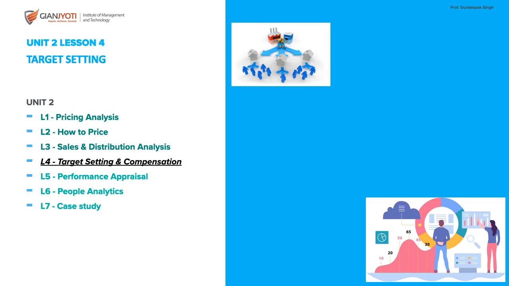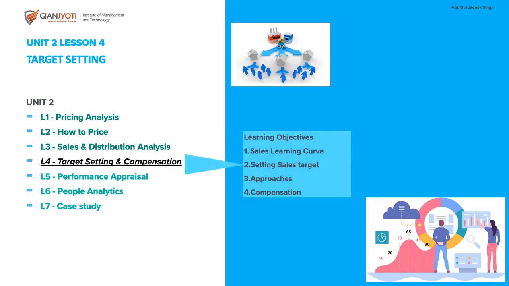So far, as you have seen, we have covered pricing analysis, ad price and sales and distribution analysis. Today we'll talk about the sales target setting and the compensation which you give to the sales force. The learning objectives will be: we'll try to understand the sales learning curve. Then we'll see how to set the sales targets and what are the different approaches for target setting. And then we'll talk about the sales compensation.